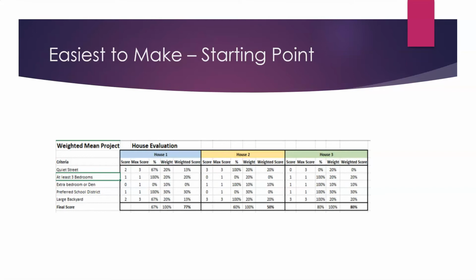We did that for each of the criteria, and at the bottom, you end up in the final score category, you get the weighted score for that house. And you can see that each house scored differently and ended up with a different score.